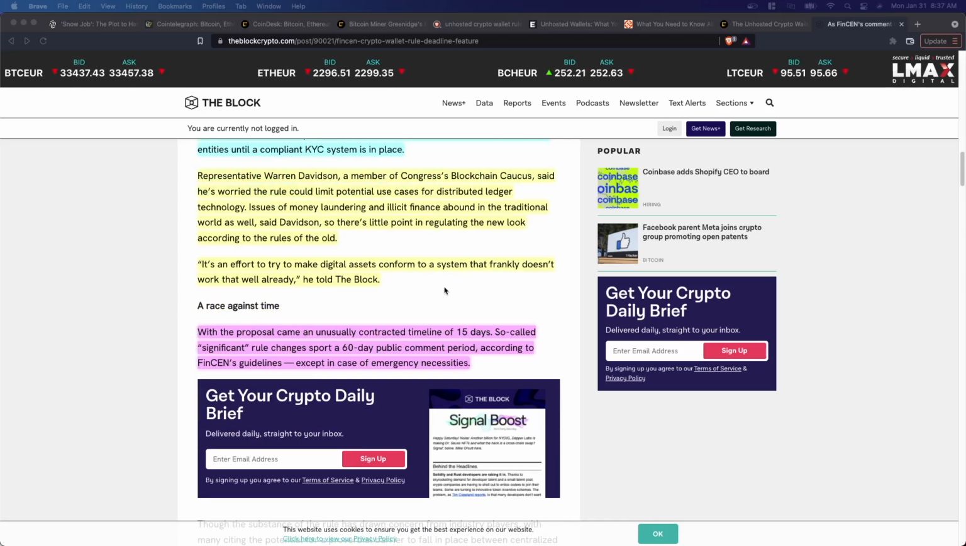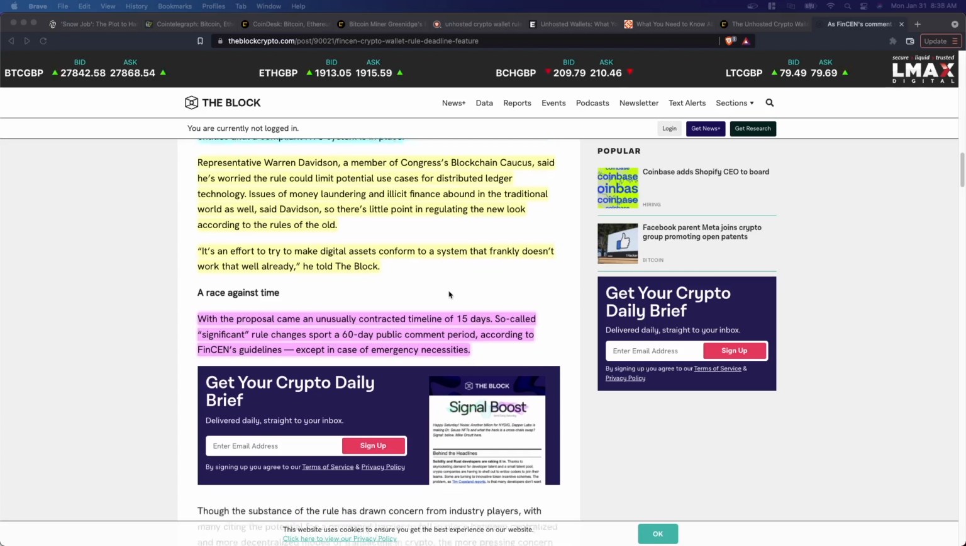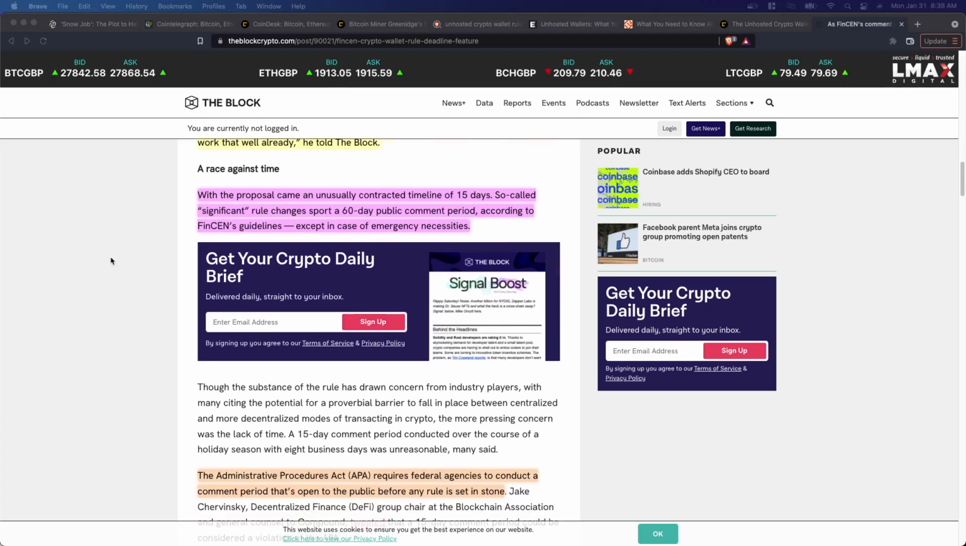Issues of money laundering and illicit finance abound in the traditional world as well, said Davidson. So there's little point in regulating the new look according to the rules of the old. Quote, it's an effort to try to make digital assets conform to a system that frankly doesn't work that well already, he told The Block. With the proposal came an unusually contracted timeline of 15 days.